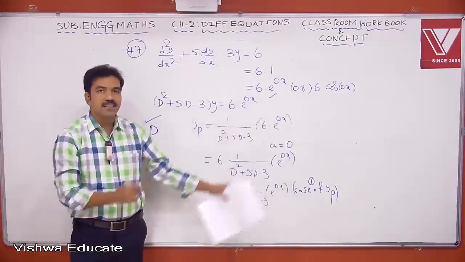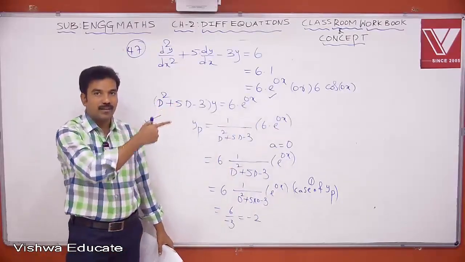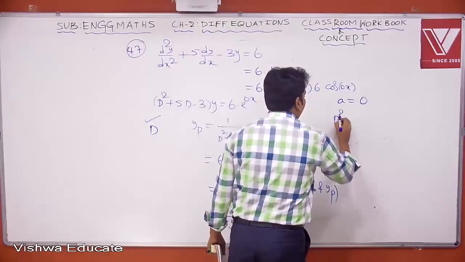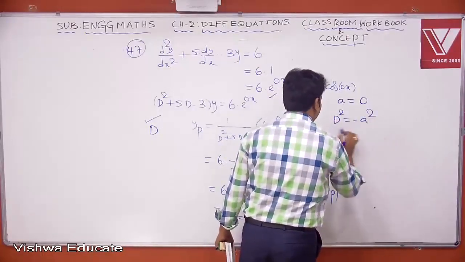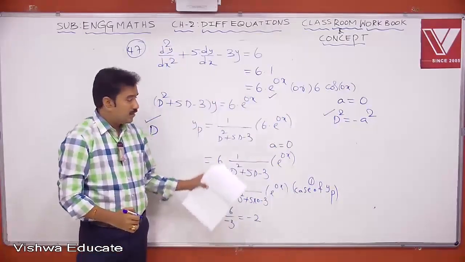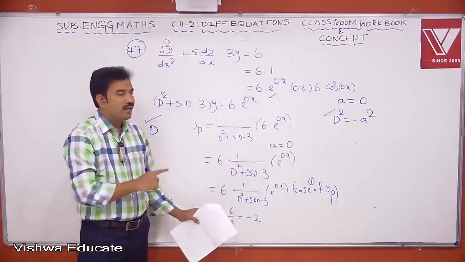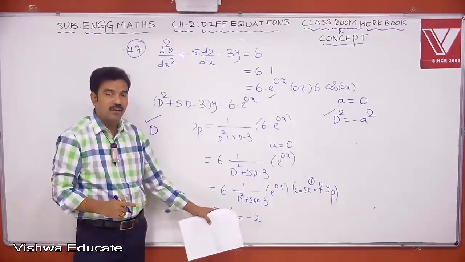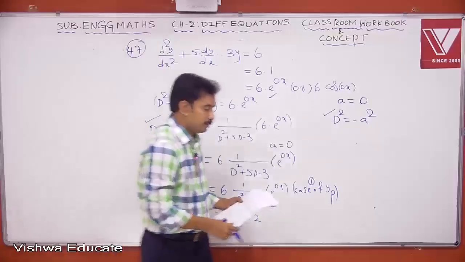We can handle this even by taking cos 0x also. So in this case a is 0, so you need to replace D square by minus a square. This is one chance, and this is the simplest way to get the result. This is the particular integral by case 1 and that is the particular integral by case 3, but this is very simple. Okay. So note down these points.